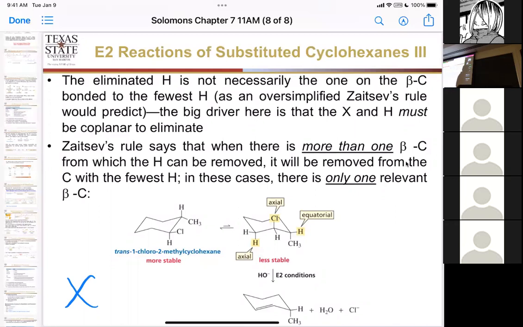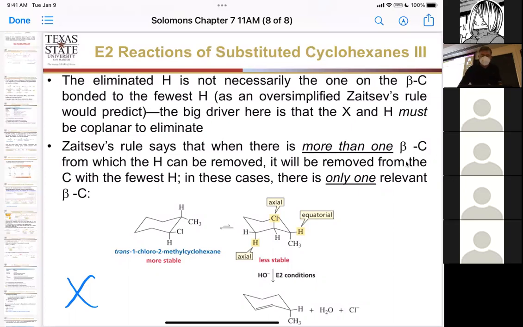Okay, the last thing we learned was that when we had cyclohexane, you had to have your leaving group in an axial position with an available axial hydrogen to make that product. So you always want to rearrange your chair from chair 1 to chair 2 so that you have your halogen in the axial position and a hydrogen available also in an axial position, at least one carbon away, in a beta carbon.